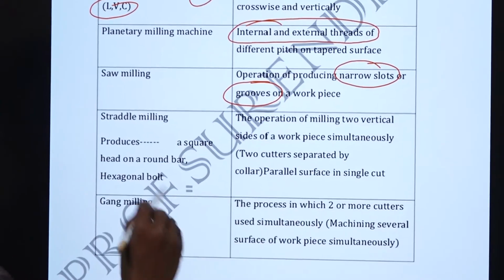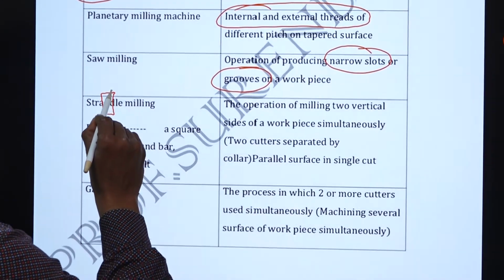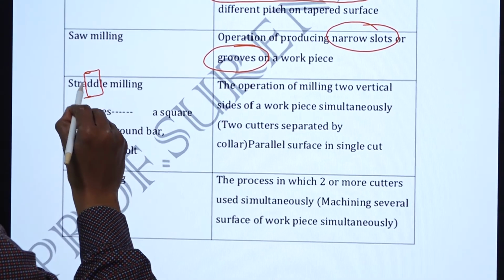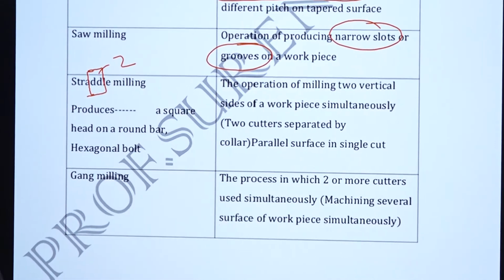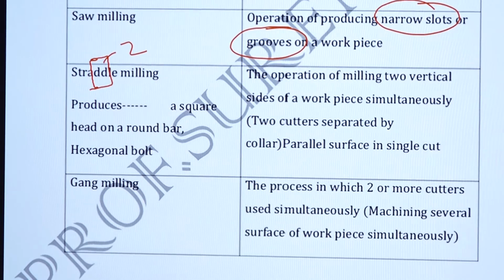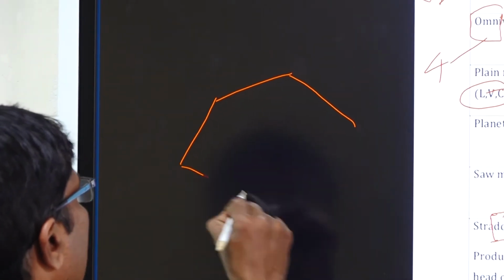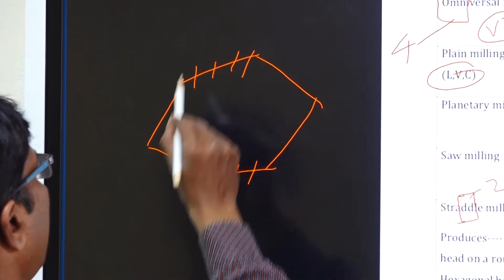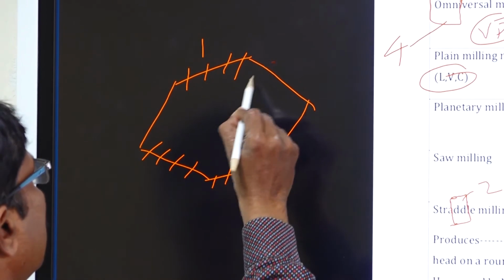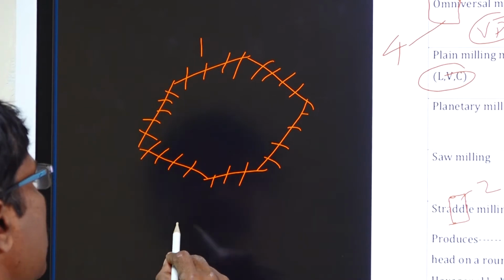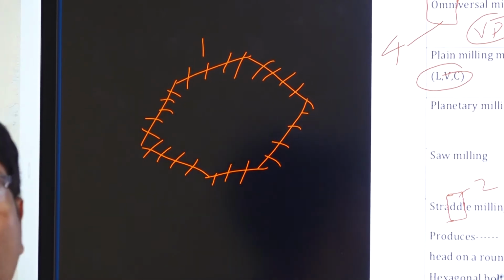Straddle milling means 2 cutters. It can be easily remembered by 2D. In straddle, you can observe the letter D. It is 2, so D, 2 cutters. It can be used for making an external bolt. So it can produce the external bolt. And in another direction, this surface can be produced. So external surfaces can be produced by straddle milling.